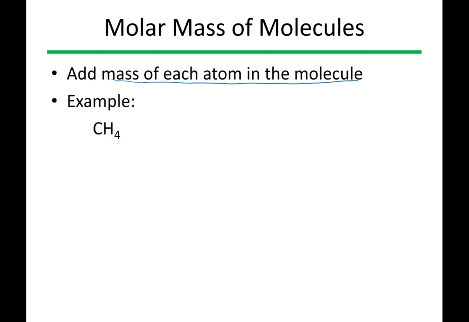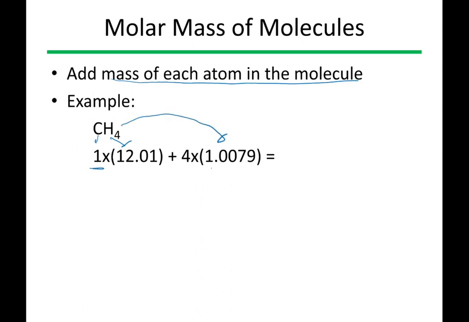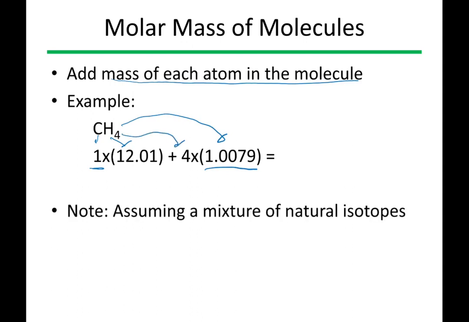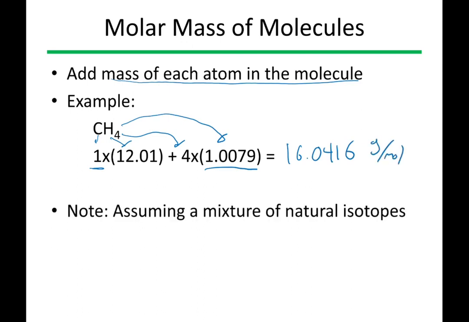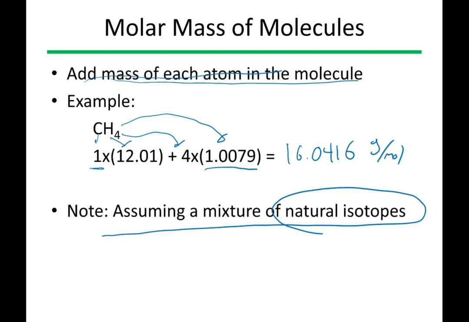So for example, if we wanted to find the molar mass of methane, we'd look up the mass of the elements on the periodic table. So carbon is 12.01, and we have one of them. If we look up the hydrogen, we have 1.0079, and there's 4 of them. So adding these all together, we'd get that CH4 has a mass of 16.0416 grams per mole. And note, whenever we're finding the molar mass, unless it's otherwise specified, we're assuming it's the natural mixture of isotopes. So we just take the values straight from the periodic table.